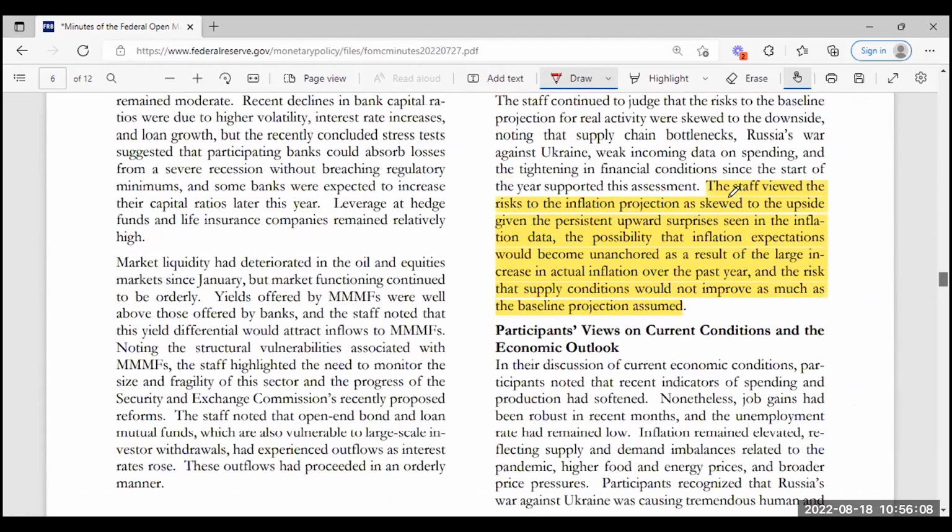There we go. Now, the staff viewed the risk to the inflation projection as skewed to the upside. What? You just gave us a lot of bullish news. You just said next year is dropping. We're going to drop by next year. You also said that because of that, you're most likely going to slow the rate hike this September.